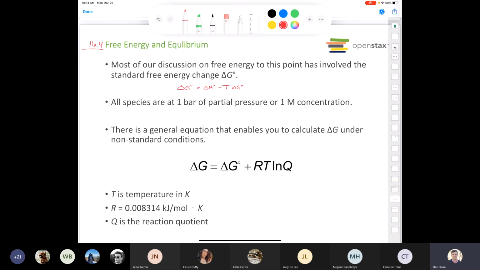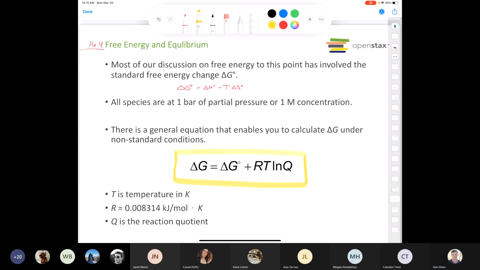or our reactants and products in their standard state. Well, what if I'm in non-standard conditions? What if my reactants aren't exactly 1 molar concentrations and 1 bar pressures? Okay, because that's a very specific scenario, right? As soon as the reaction starts, everything's not going to be in its standard state. Well, there is a general equation that enables you to calculate the free energy change under non-standard conditions. And here is that equation. You need to know this equation.